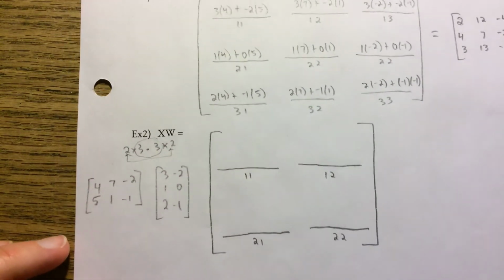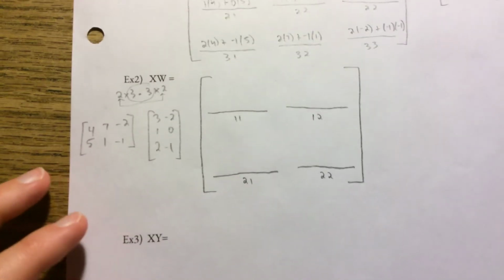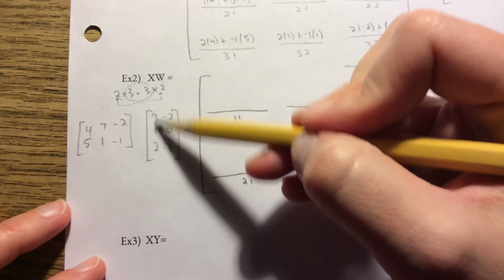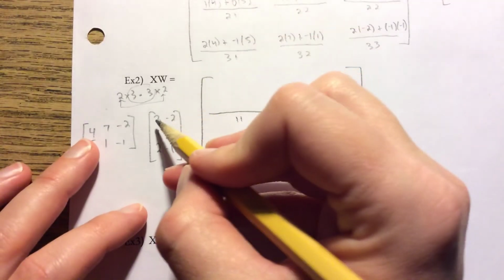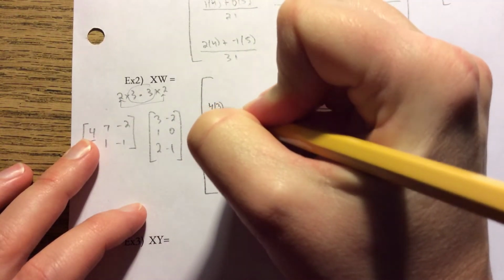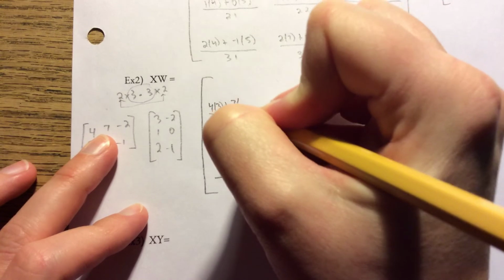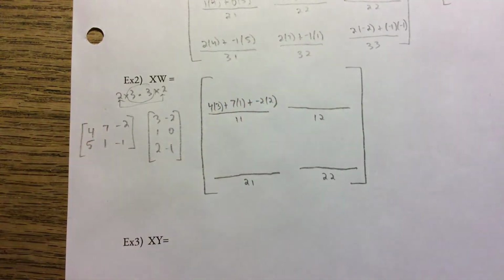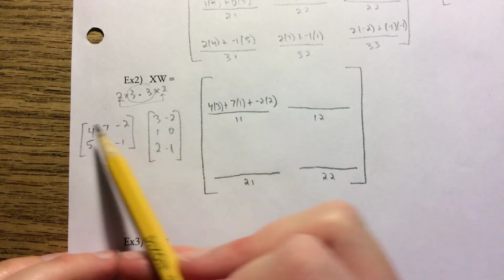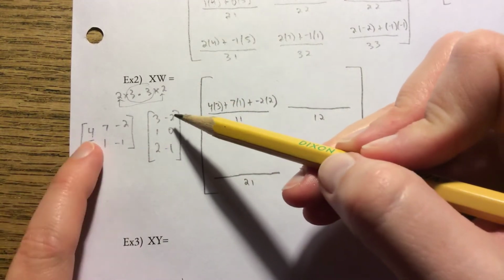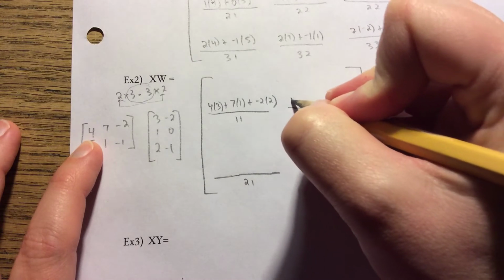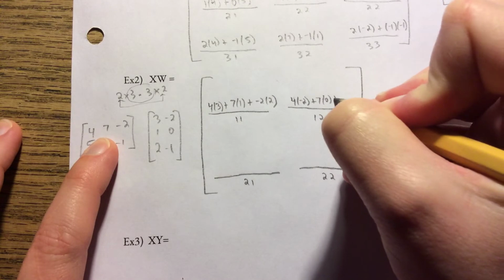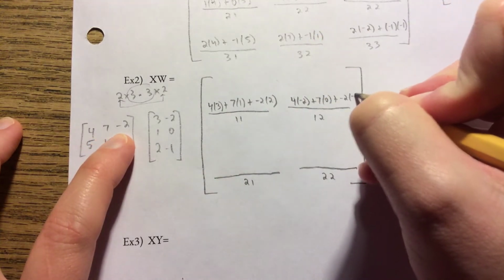Okay, so when I'm multiplying these, now I'm doing first row times first column. So this is going to be 4 times 3, 7 times 1, and negative 2 times 2. First row, second column. So now I have 4 times negative 2, 7 times 0, negative 2 times negative 1.